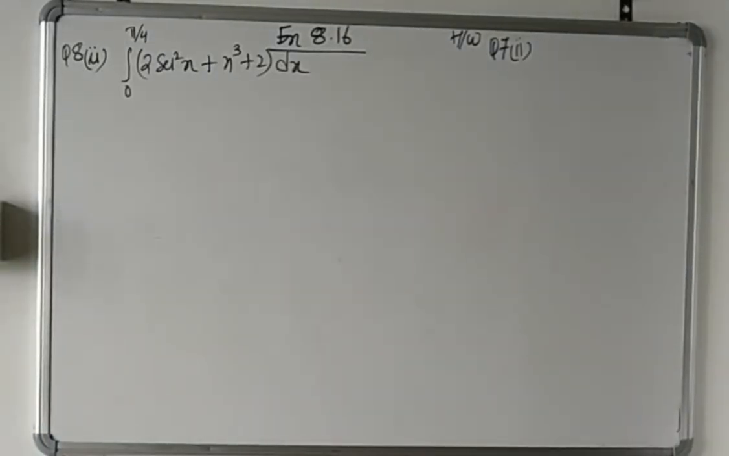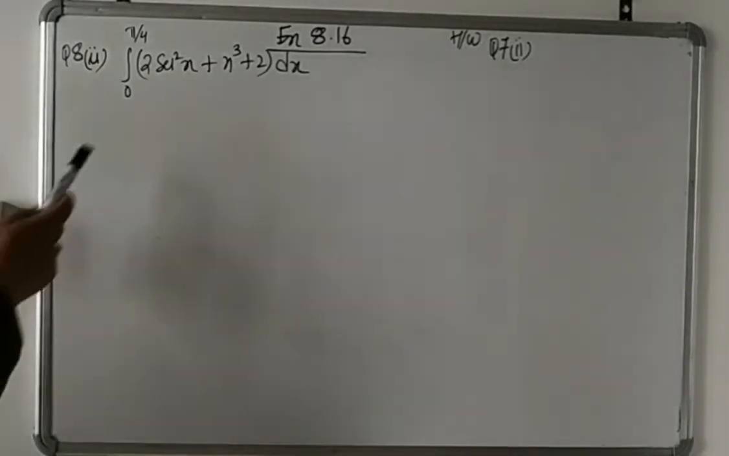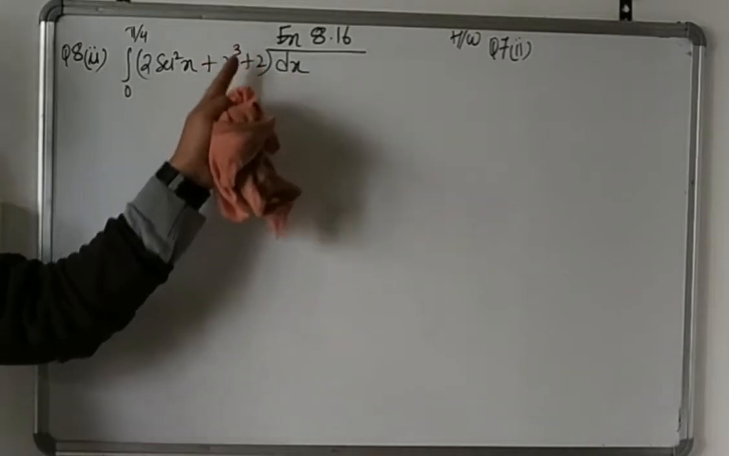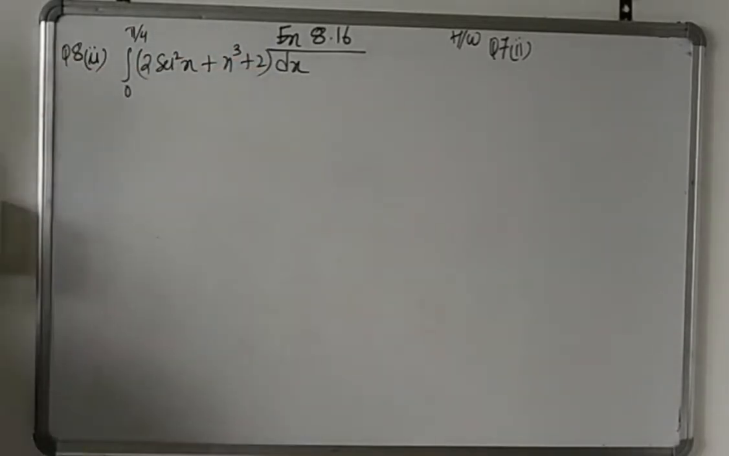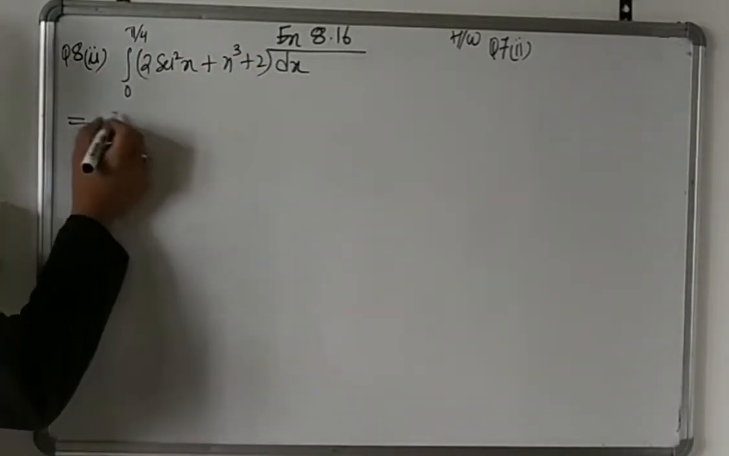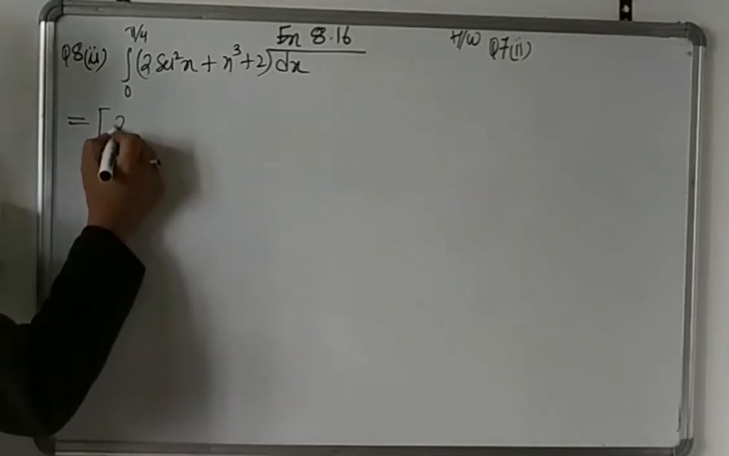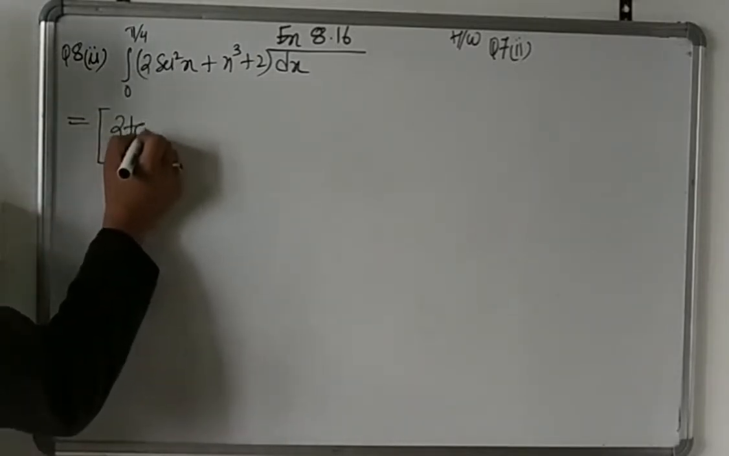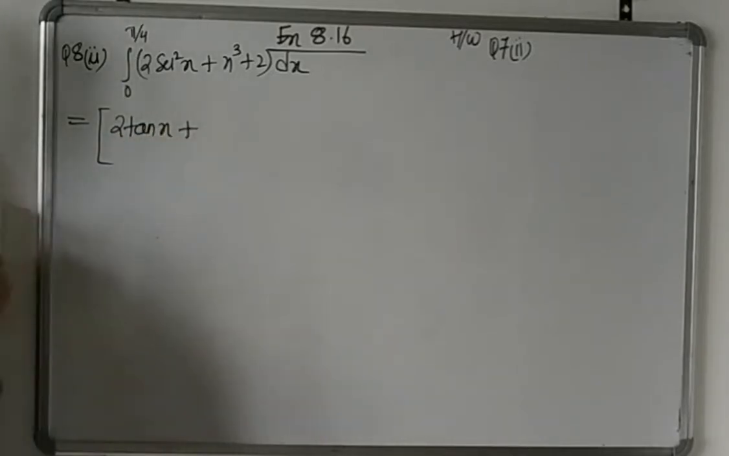Alright, next we have question number 8 part 2. Integration from 0 to pi by 4 of 2 sec squared x plus x cubed plus 2. Let us integrate quickly, keeping the limits the same. So 2, integration of sec squared x. I hope you know the formula, tan x. See, the formula has to be clear, okay?